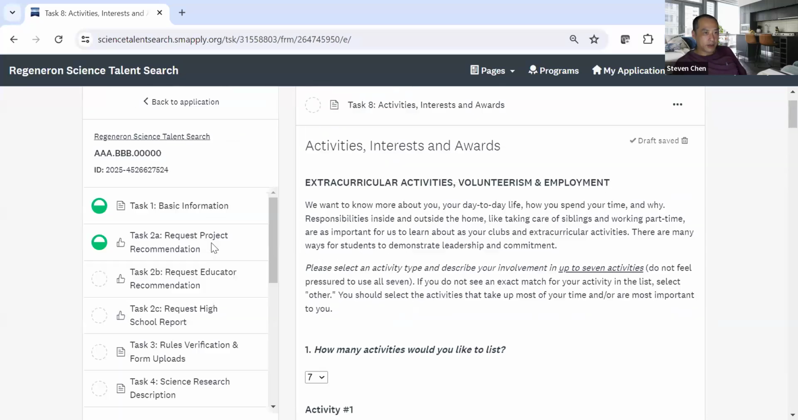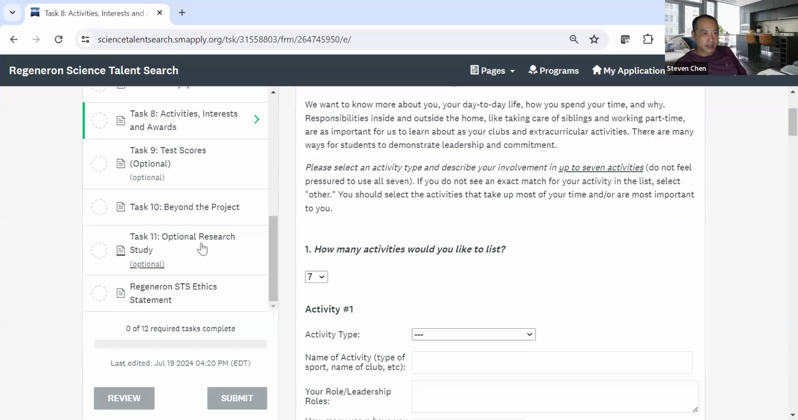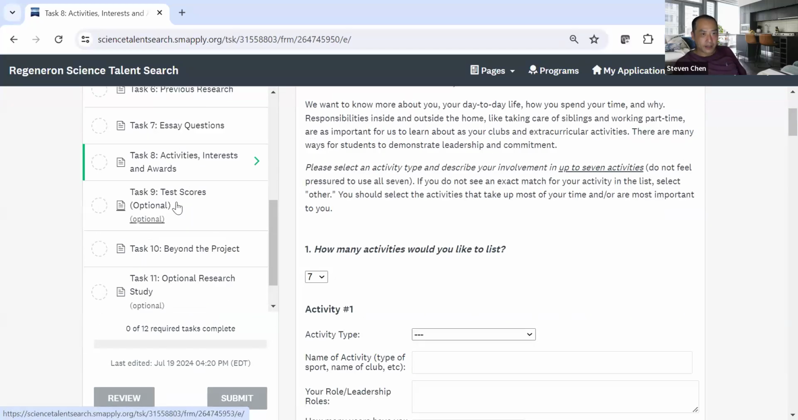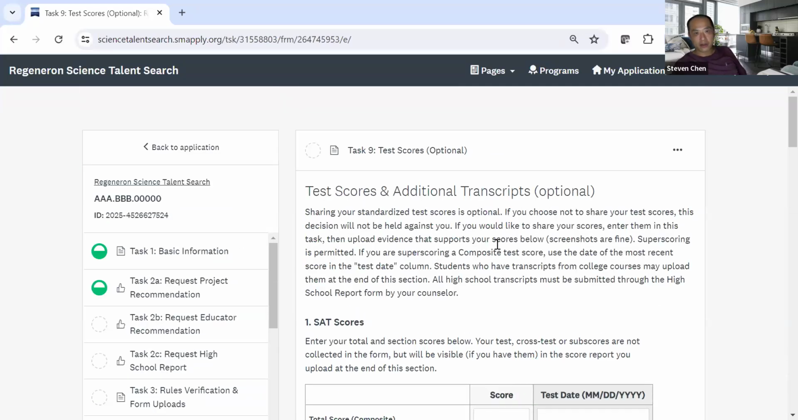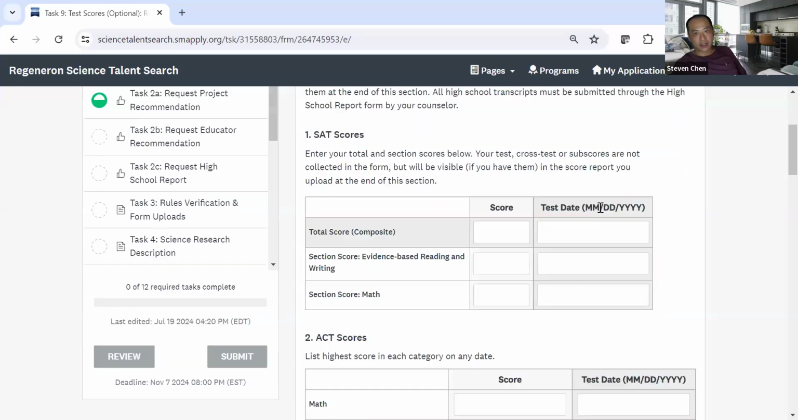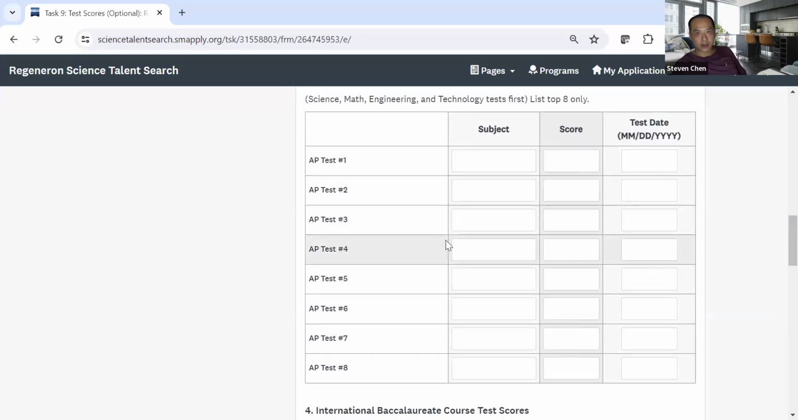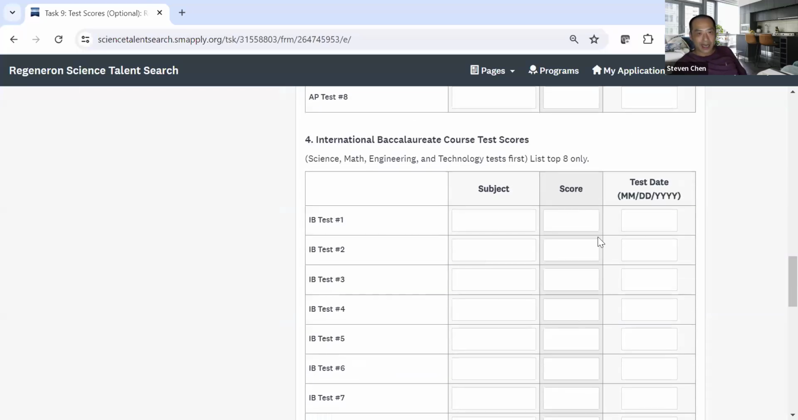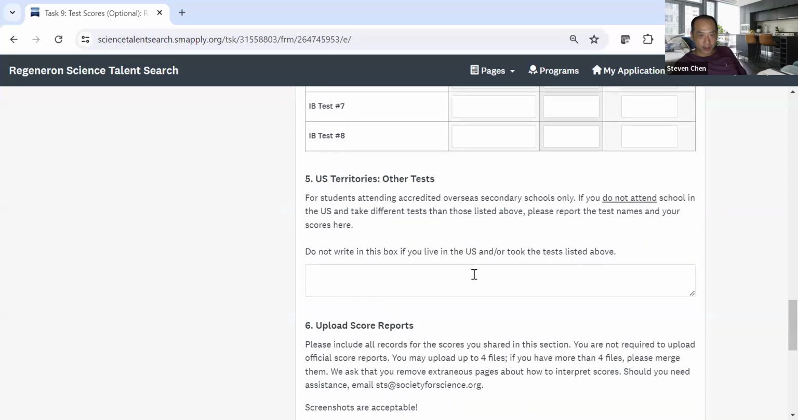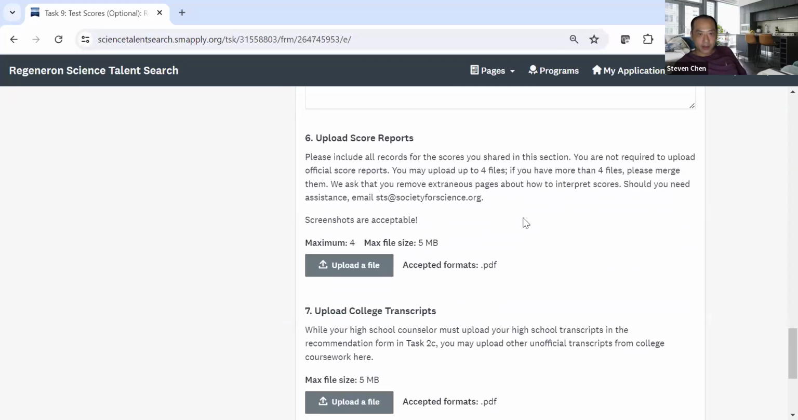All right, so those are about this task, Task 8. Then Task 9. Task 9 could be straightforward. It's about reporting test scores, transcripts of SAT, right? ACT. Here, AP test scores, and IB test scores. Please look at question 6 to 7. I ask you to upload score report and college transcript.